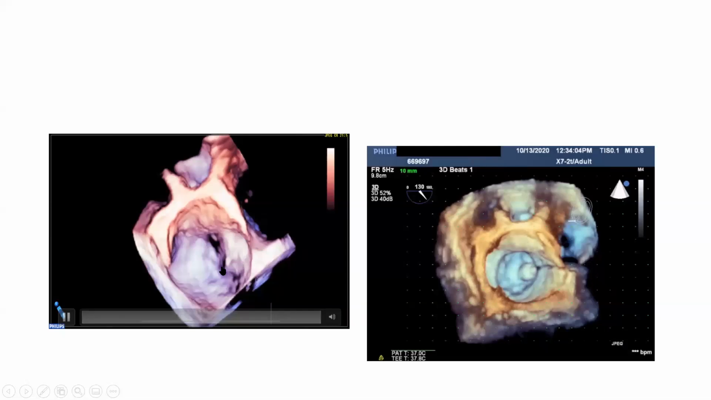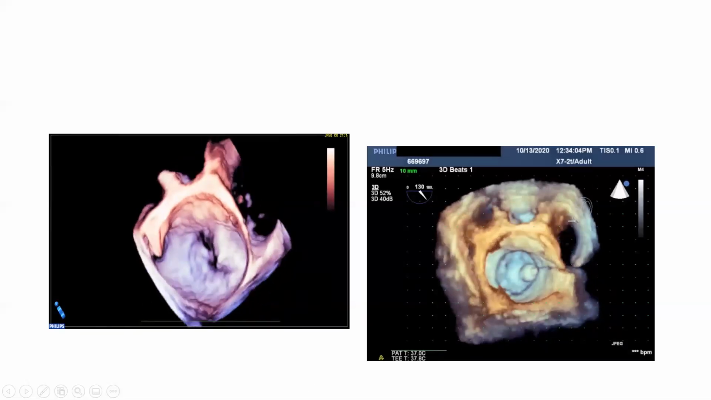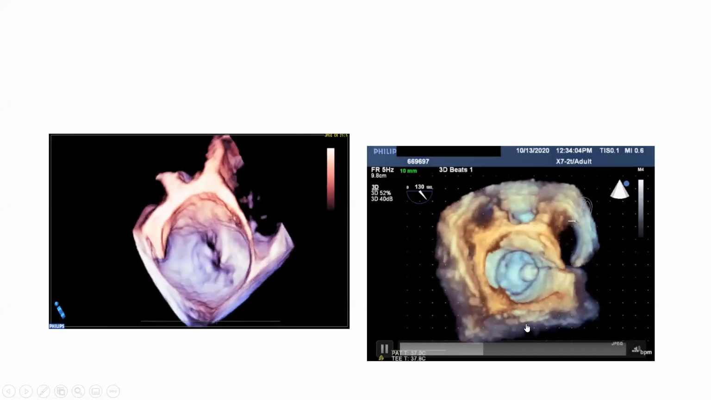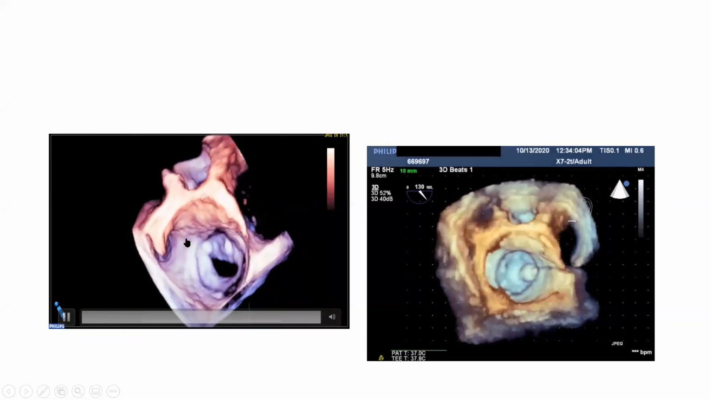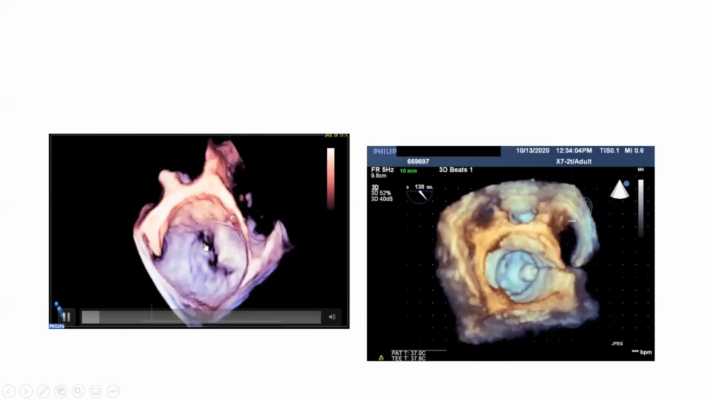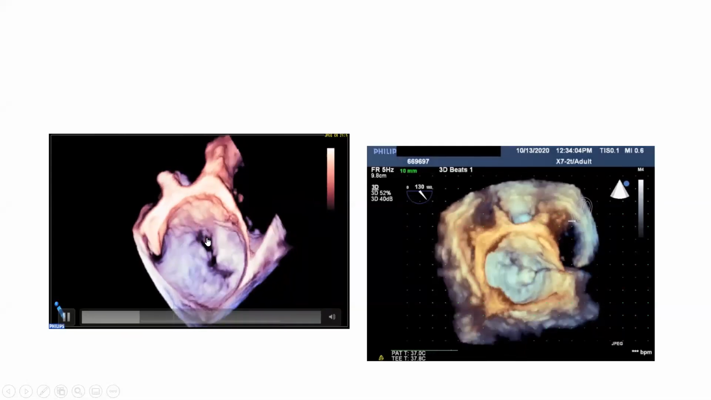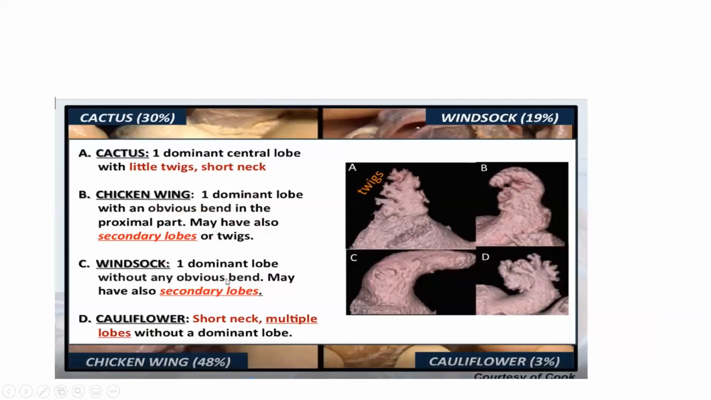This is after the procedure. This is BTMC, mitral valve ballooning during the inflation of the balloon. Here is the anterior, this is the left atrial appendage. This is the anterolateral commissure. They split it, posteromedial here.